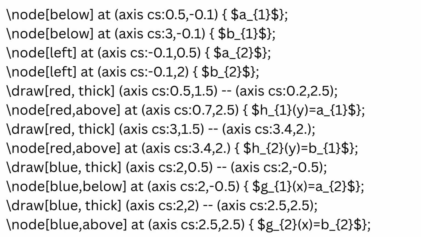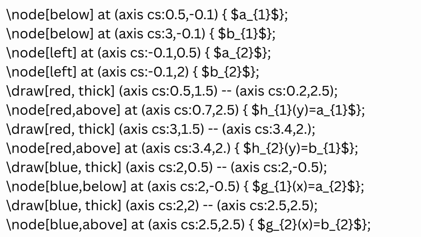Arrows showing x bounds as functions of y. Red arrows indicate that x is bounded from the left by h1 of y equal to a1 and from the right by h2 of y equal to b1, useful in iterated integrals where x limits are functions of y.